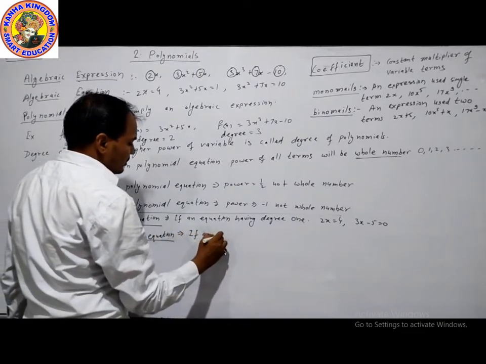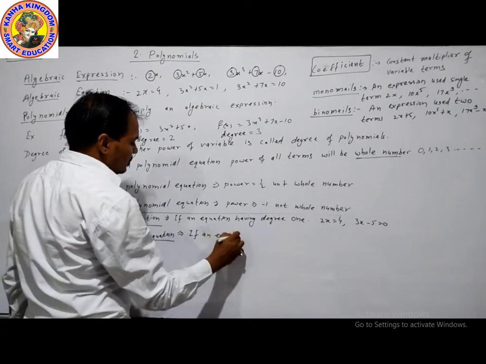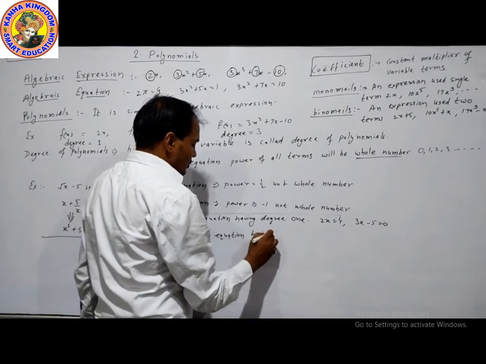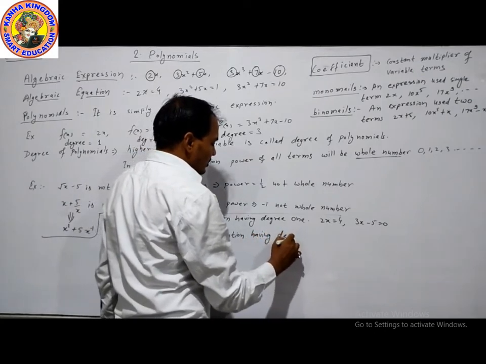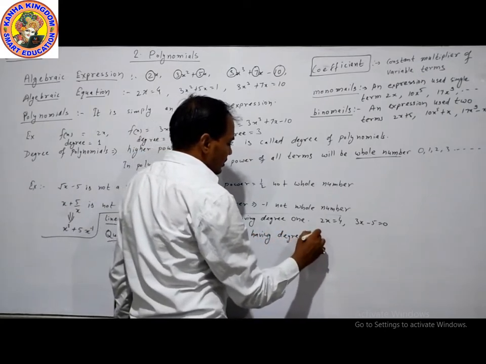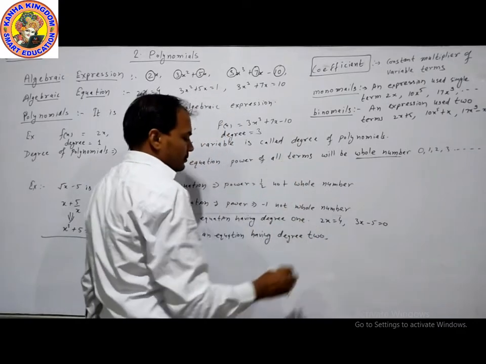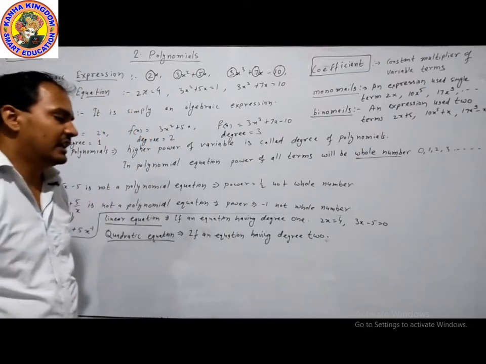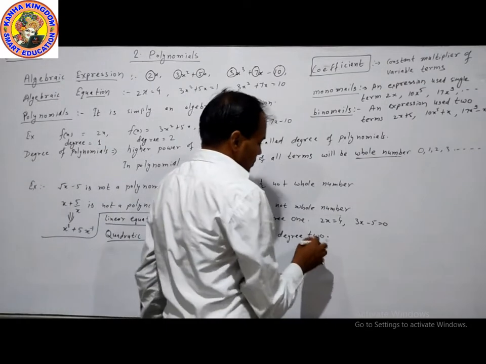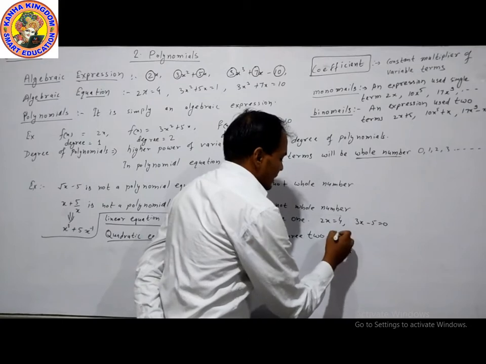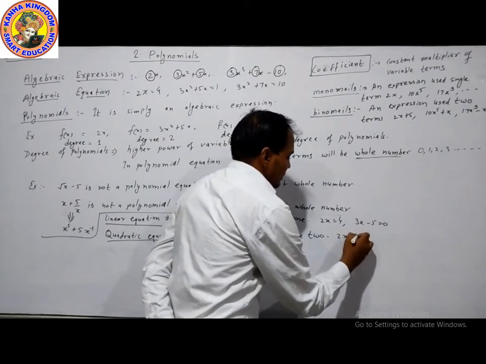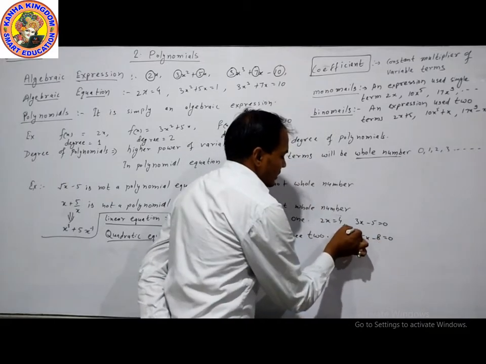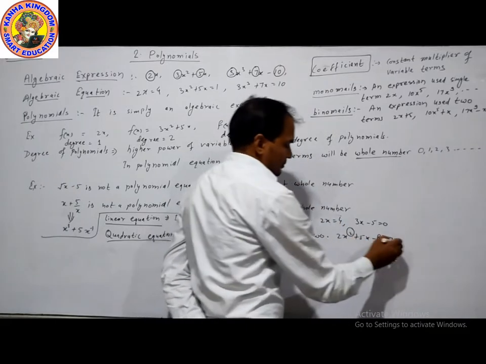If an equation having degree 2, if an equation right here the degree is 2. For example, 2x square plus 5x minus 8 is equal to 0. Here the degree is 2.